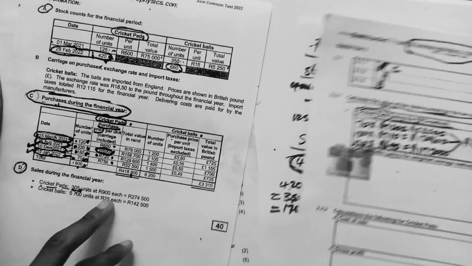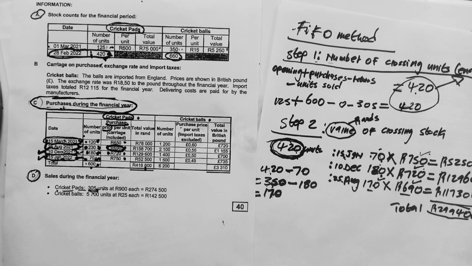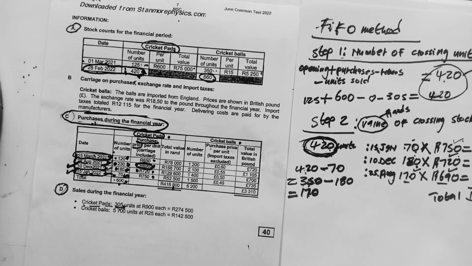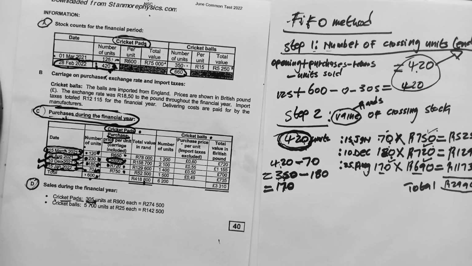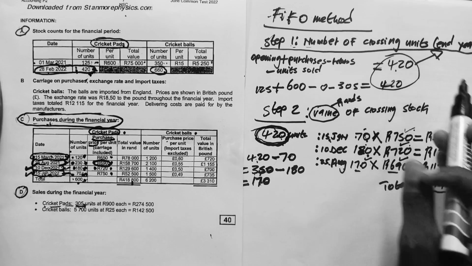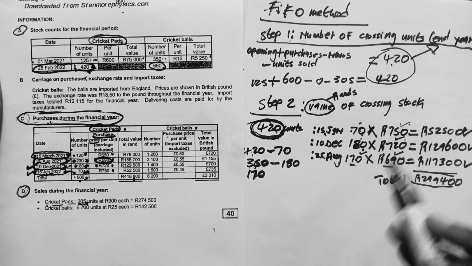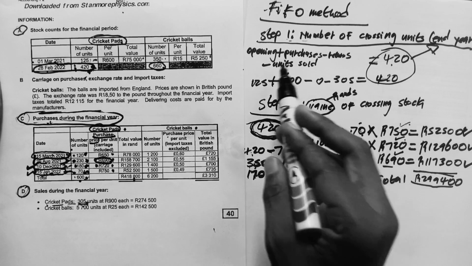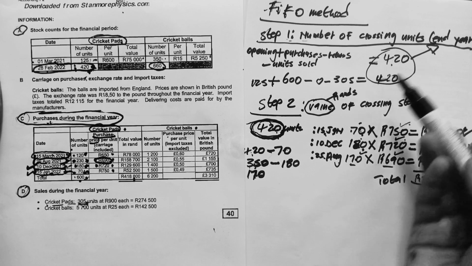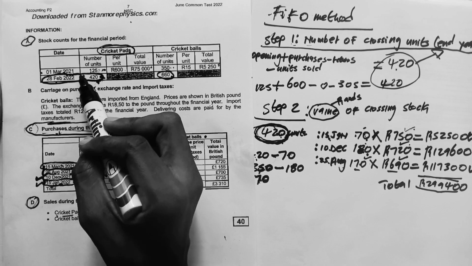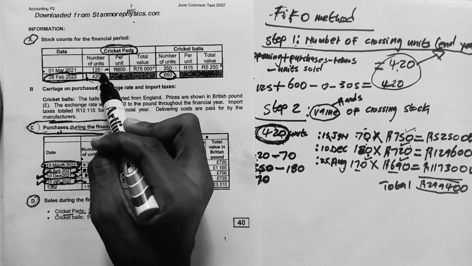So in summary, guys, FIFO method, it's all about what? If you want to cram, FIFO method, you just go to your last purchases. First of all, you do step 1, which is number of closing units at the end of the year. So this is the formula to do step 1, opening plus purchases minus returns minus units sold. But here they always give you, most of the time, on 28 February, which is the end of the year, the number of units at the end of the year is 420.